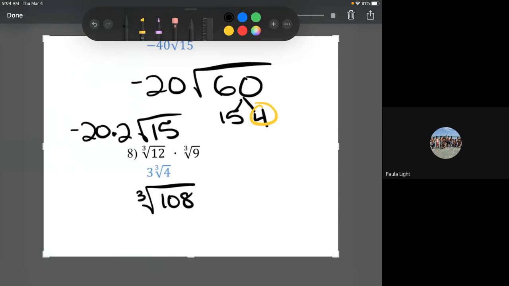Now we're thinking perfect cubes. Are there any perfect cubes that divide into 108? They're 1, 8, 27, 64. Do any of these numbers divide into 108 evenly? 27 divides into 108 by 4. So 27 times 4. So that 27 is a perfect cube. It's going to come out of the radical as a 3. 3 cubic roots of 4. Yep, their answer's right.